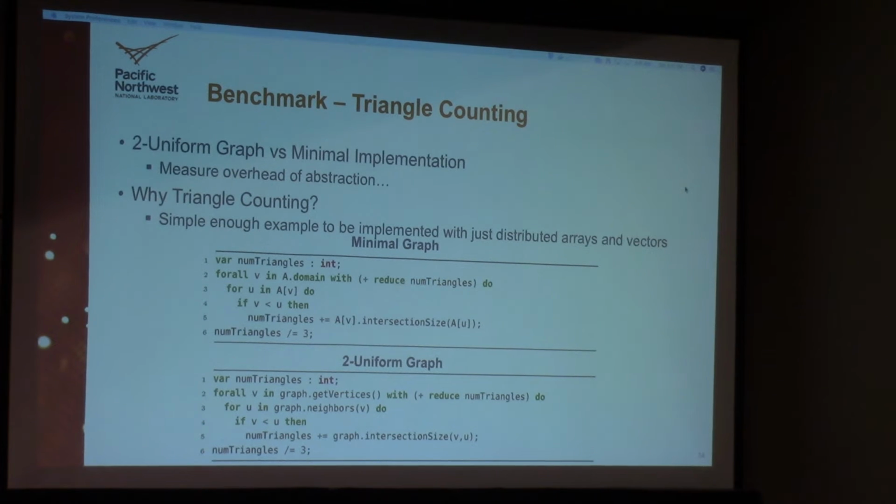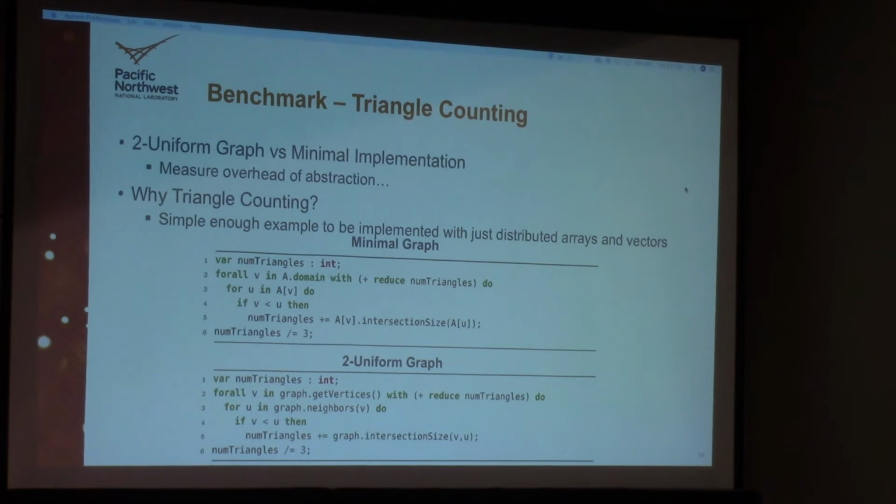So we demo triangle counting, and to be as fair as possible, to measure how much overhead there is, I implement a minimal, is that 10 minutes left or 10 minutes in general? Oh. It's the same. Oh.